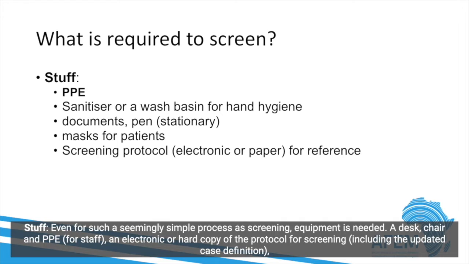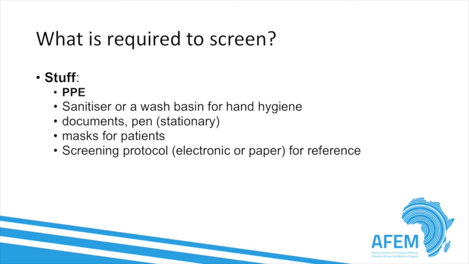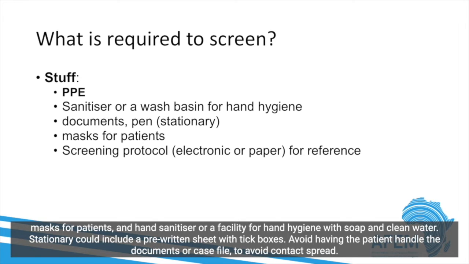The stuff or equipment needed for screening. Even for such a seemingly simple process as screening, equipment is needed. A desk, chair, and PPE for staff, an electronic or hard copy of the protocol for screening, including the updated case definition, masks for patients and hand sanitizer, or facility for hand hygiene with soap and clean water. Stationery could include a pre-written sheet with tick boxes. Avoid having the patient handle the documents or case file to avoid contact spread.